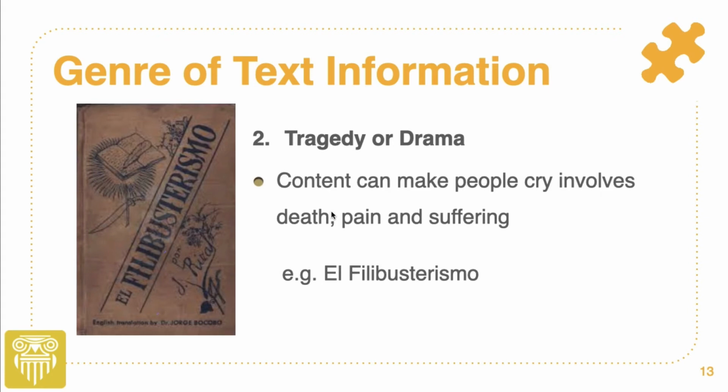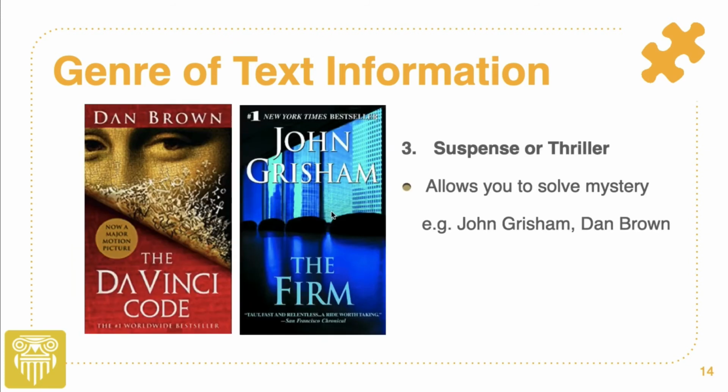Another is tragedy or drama. Remember your Noli Me Tangere, El Filibusterismo, and Mi Ultimo Adios. The content can make people cry. Involves death, pain, and suffering. Third, we also have suspense or thriller. Allows you to solve a mystery. So we have here the books of John Grisham way back 20 years ago, from a book to a motion picture. We also have here Da Vinci Code, also from a book to a motion picture.